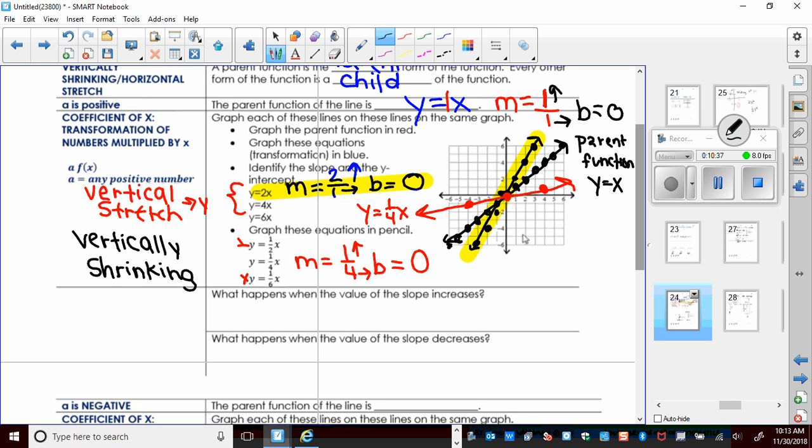So, try and answer the question here. It says, what happens when the value of the slope increases? Here it's 1. What happens to the line when it increases to 2 or 4? It vertically stretches. You're right. That's going to be a question on your test. It vertically stretches towards the y-axis.